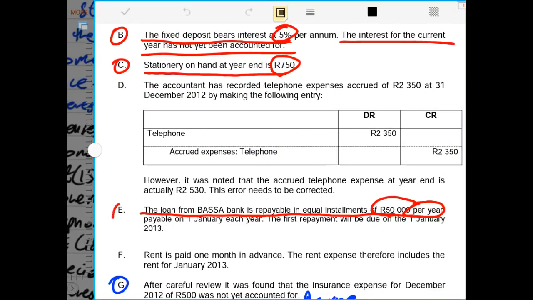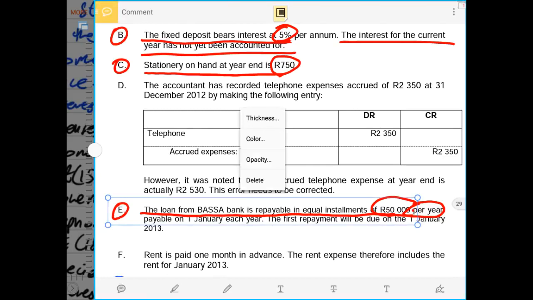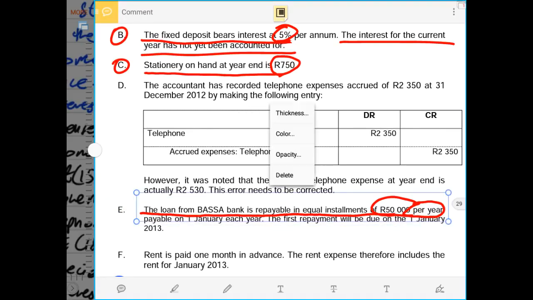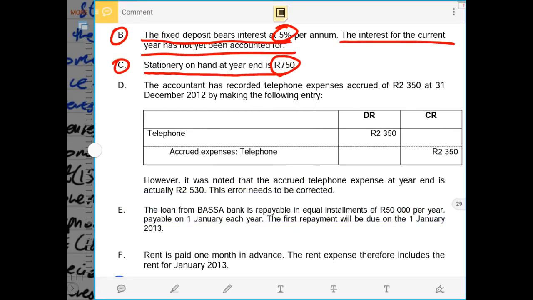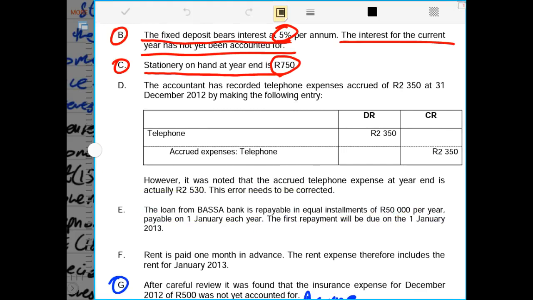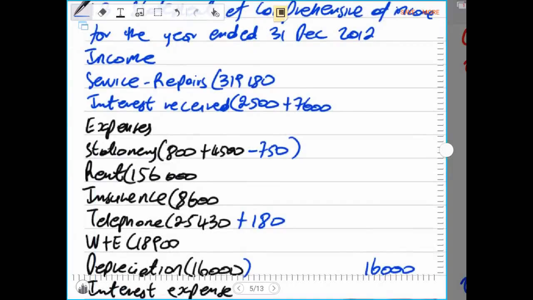And then we go to the next general entry, and the next general entry is entry number E. Only two entries are left. Entry number E says that the loan is repayable over a period and is paid every year by 50,000 rands per annum. So that is the annual payment, and we have recorded this, where we recorded that as a current liability.